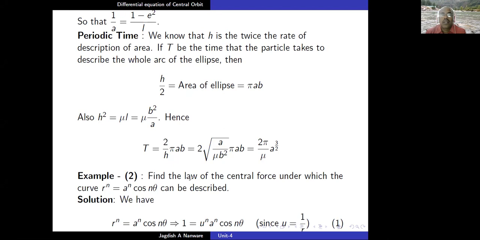So today we shall consider this problem. Find the law of the central force under which the curve r to the power n is equal to a to the power n cos n theta can be described. So we have to find the central force under which the curve is described.